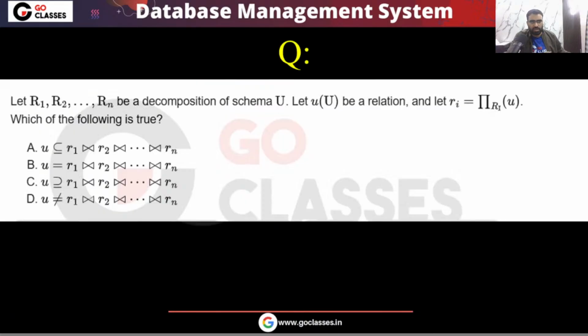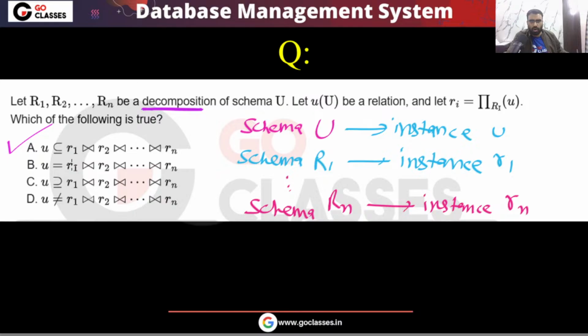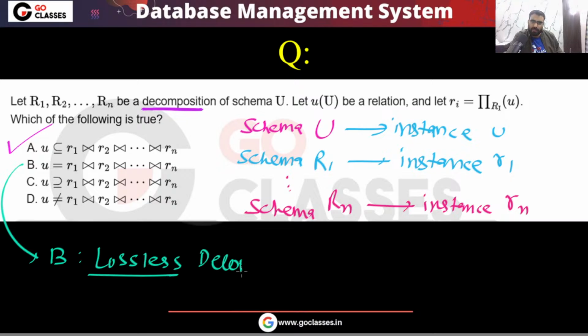So in this question also, remember, the answer will be option A. What about option B? When can I say the answer will be option B? The answer will be option B for lossless. Remember, option B will be your answer if the question is talking about lossless decomposition.